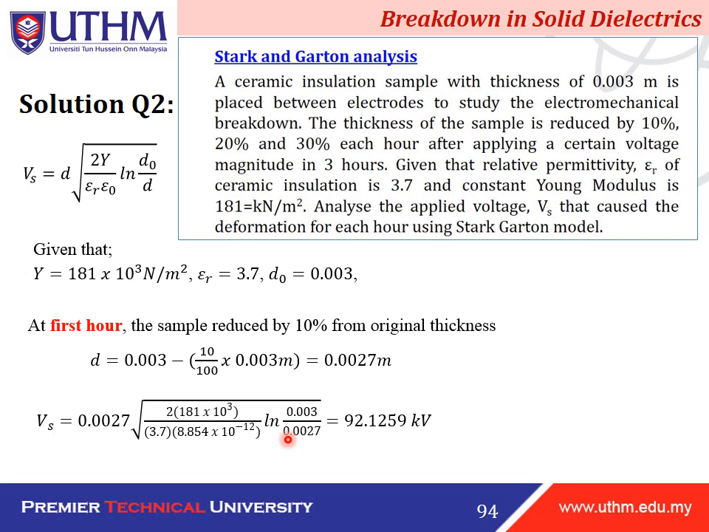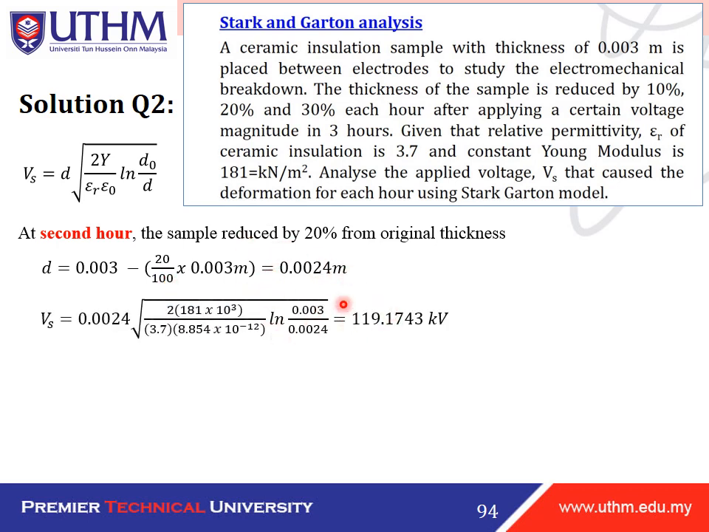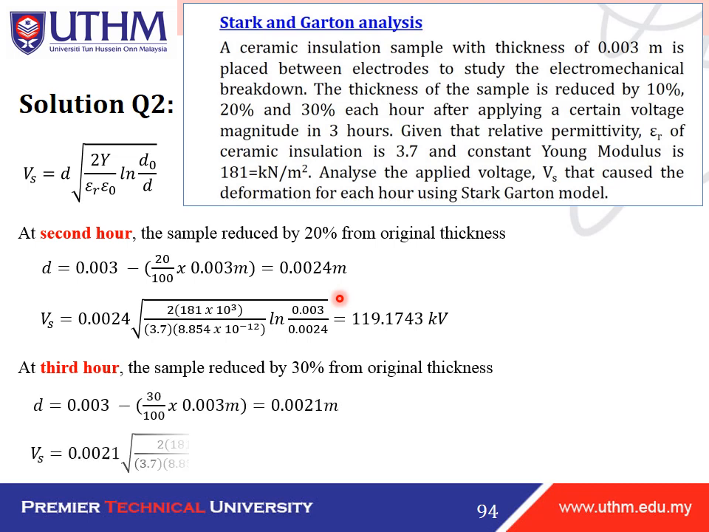After you calculate the first hour, you need to calculate the second hour. Same thing, still use the initial thickness minus the 20% reduction, and you get the answer, and then you find Vs, the applied voltage. Then repeat for the third hour, and you get the answer like that.